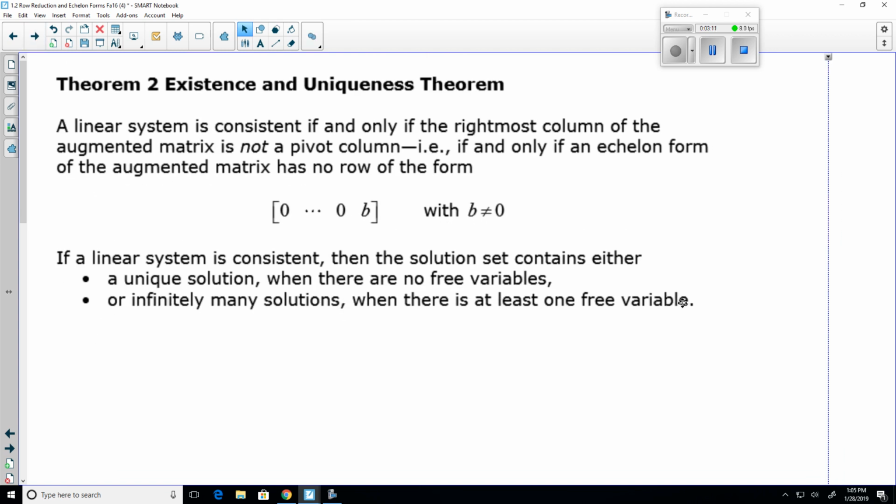All right, so this is called Theorem 2, Existence and Uniqueness Theorem. That won't be the last time you see that term, existence and uniqueness. Existence is: is it there? And uniqueness is: is it the only one? Okay, so we're worried about those two things. A linear system is consistent if and only if the rightmost column of the augmented matrix is not a pivot column.